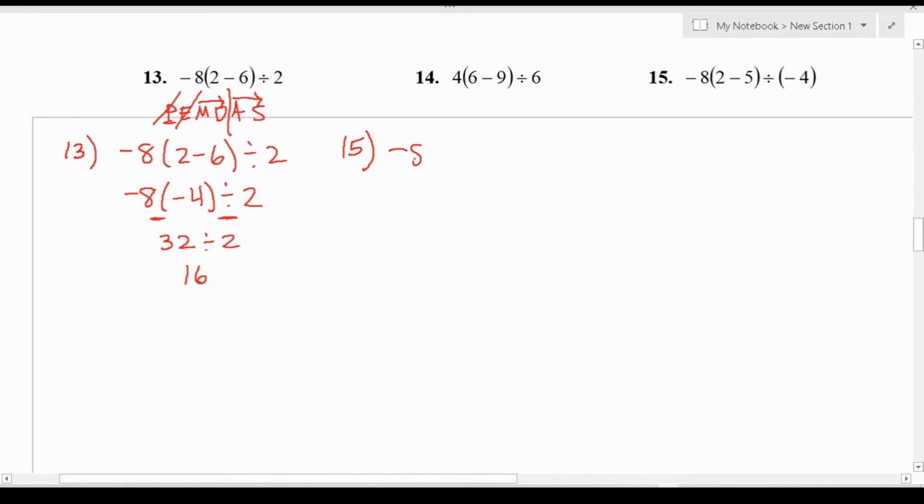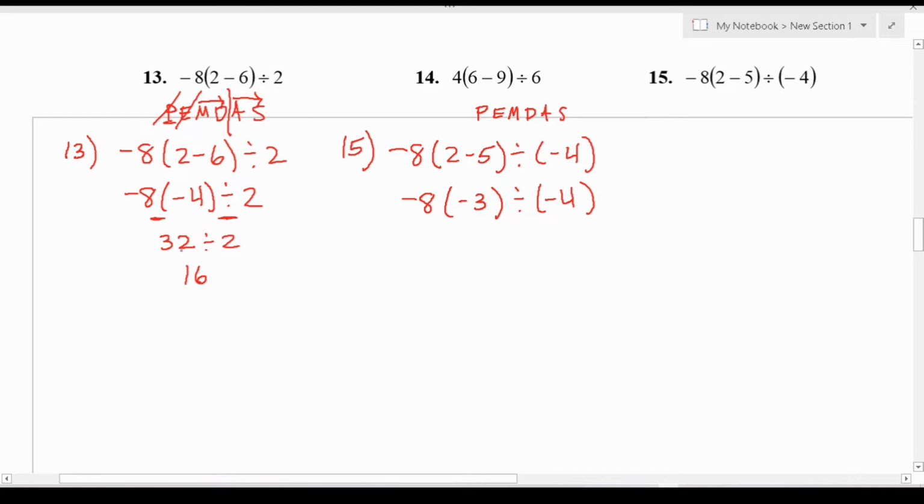And this is negative 8 times 2 minus 5 in parentheses, divided by negative 4. Okay, again, I'm going to start by writing down the order of operations to do this one. And to start, I'm looking for things in parentheses first, which I have right here. 2 minus 5, so let's work that out. 2 minus 5 is negative 3. Again, that's divided by negative 4.